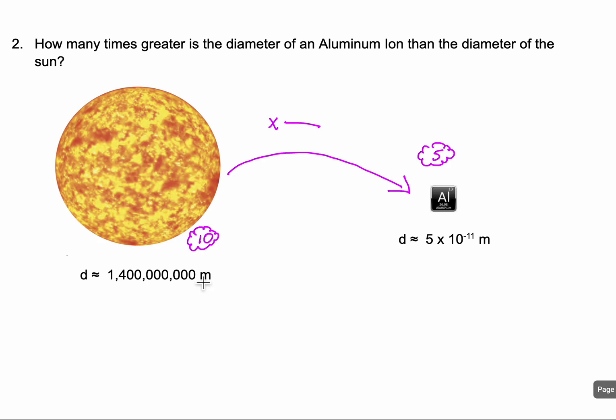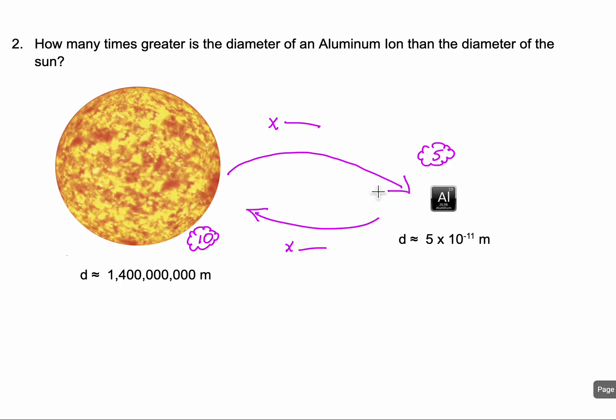I like 10 better rather than 15. 10 is a nicer number, but works with 5. So how many times bigger? Now, if I went this way from what we did in example 1, so how many times bigger is the sun than the aluminum ion? That would be times 2, right?